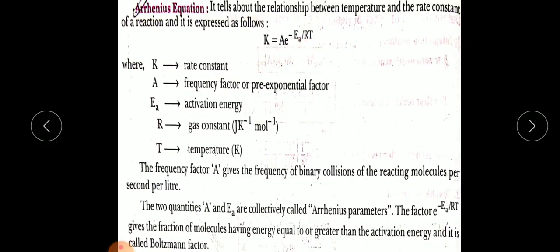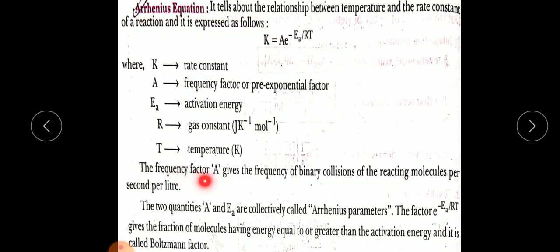Now, each symbol has its own significant meaning. K is the rate constant, capital A is the frequency factor, or we call it the pre-exponential factor. Ea is the activation energy, R is the gas constant expressed in joule per Kelvin per mole, and T is the temperature in Kelvin. So this is the relationship between temperature and rate constant, and this equation we commonly call the Arrhenius equation.